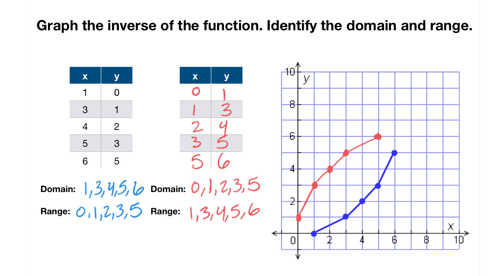So here's what our graph ends up looking like. Again, we just flipped those x and y values. If you drew in your line y equals x, it would be right there. So you can see it's a reflection. And again, the domain and range are just flipped in the inverse.